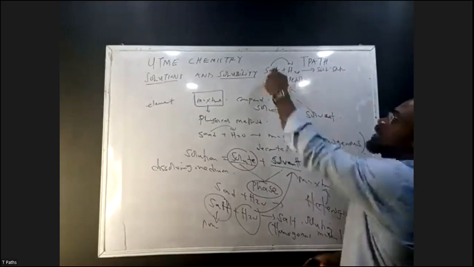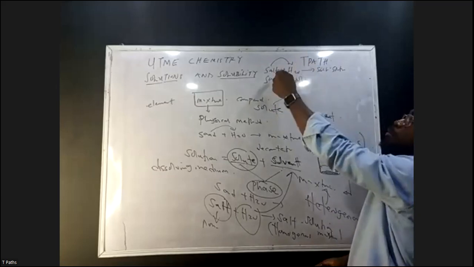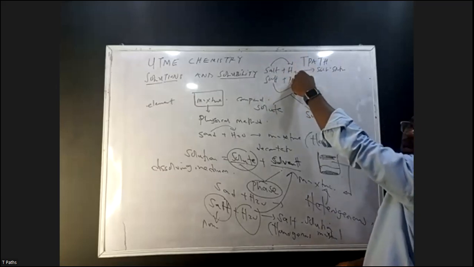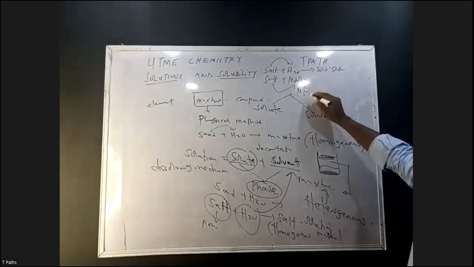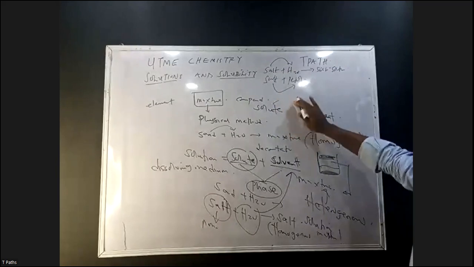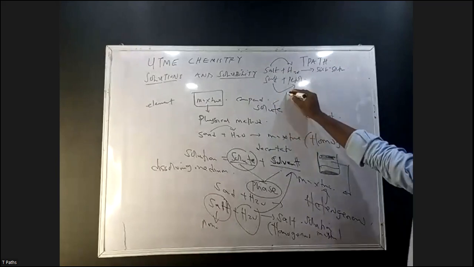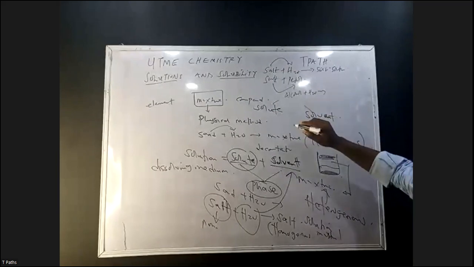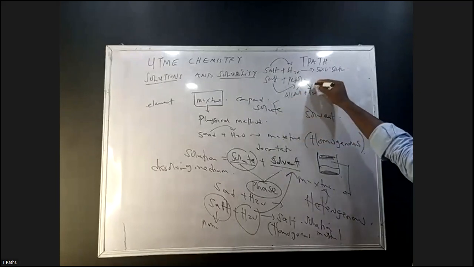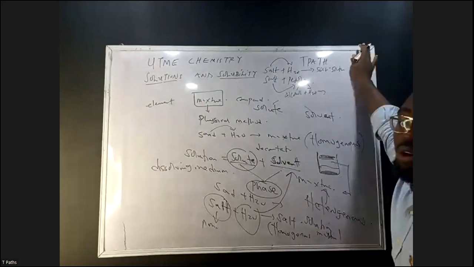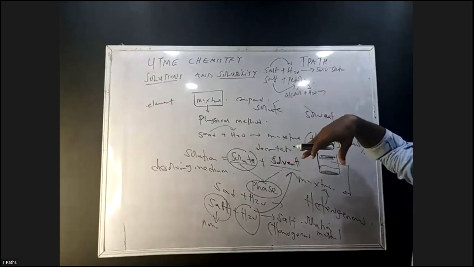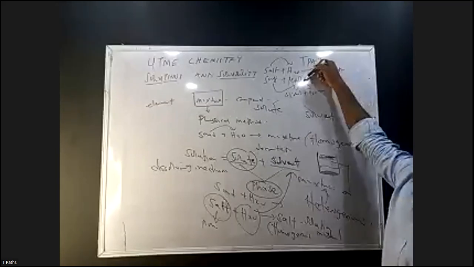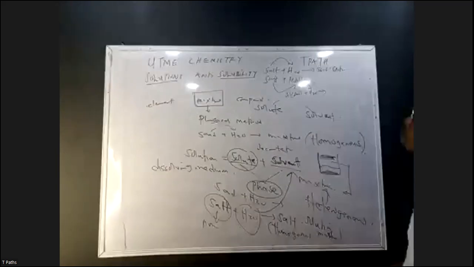Salt is very soluble in water, but salt is not as soluble in petrol. Also, if you have a mixture of alcohol in water, alcohol is going to dissolve in water. Why is it that alcohol can dissolve in water? We are going to look at that before the end of this class. Why is it that salt can dissolve in water, but finds it difficult to dissolve in a solvent like petrol?